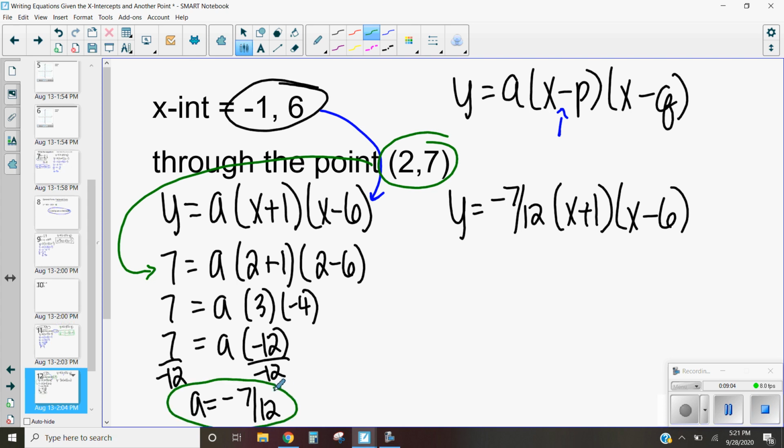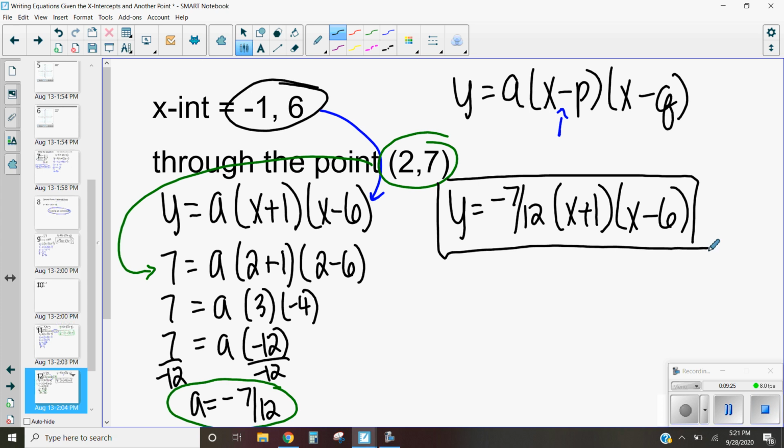Now, one of the biggest reasons why we want to be able to solve for a here is because you and I, just looking at a graph, would have probably never guessed that that a value was negative 7/12. But using this process of solving for a, we're able to figure that out. So then ultimately, we ended up with an equation of y equals negative 7/12 times (x plus 1)(x minus 6). And that is how we can write a quadratic equation when we're given the x-intercepts as well as a point.